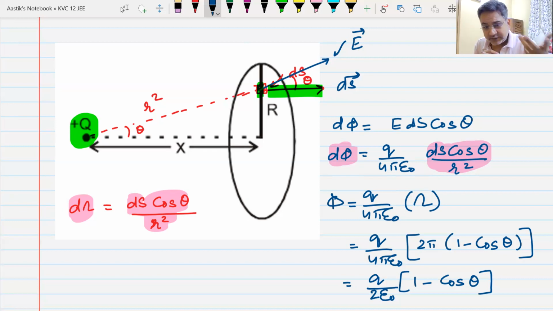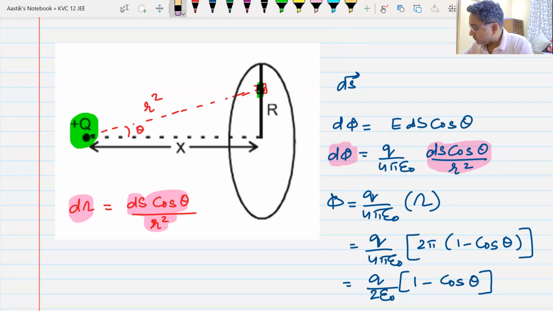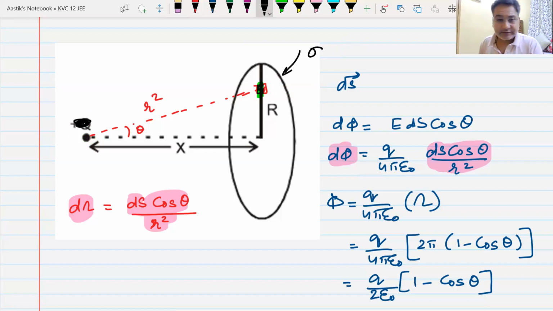Now, I can answer a different question using the same phenomena. So what I will do is, now I will rub this one out. Now, I will do this question in a different way. I will take this charge q out. Now the question is this. I have a disk whose surface charge density is sigma.